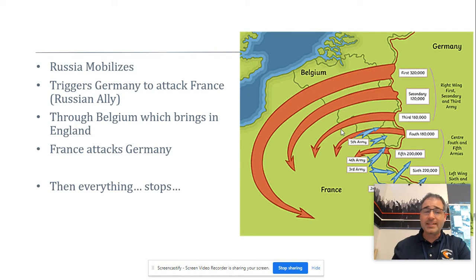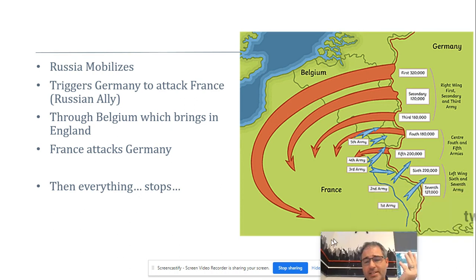And what ends up happening is that Russia mobilizes for war. When Russia mobilizes, and it takes them a little while to get to the border, Germany sees that France is Russia's ally. So Germany kicks in the Schlieffen Plan, and they swing through Belgium. Belgium was an ally of Britain. So they swing through Belgium, bringing Britain into the war, and attack France. France is also England's ally. And they try to capture Paris.